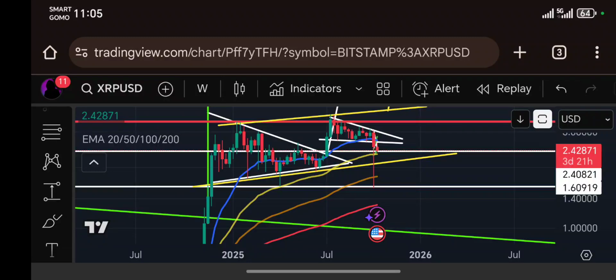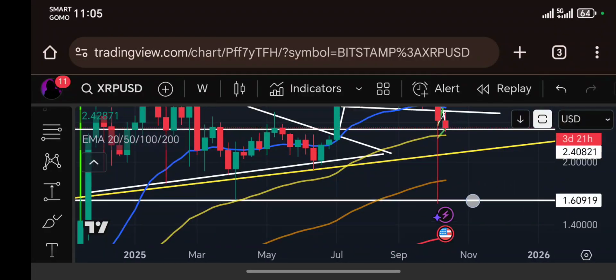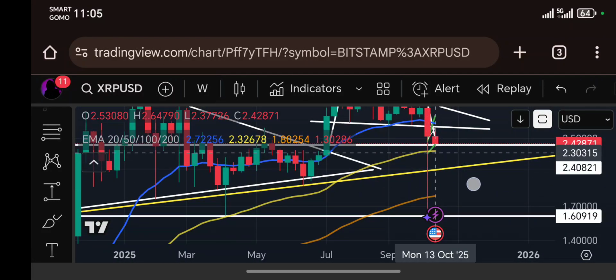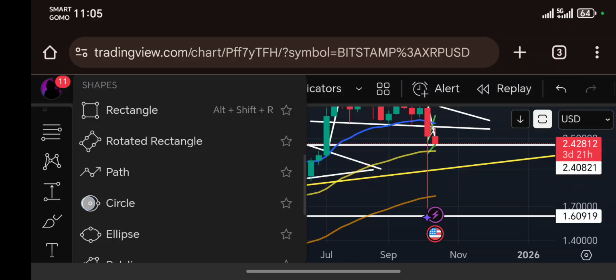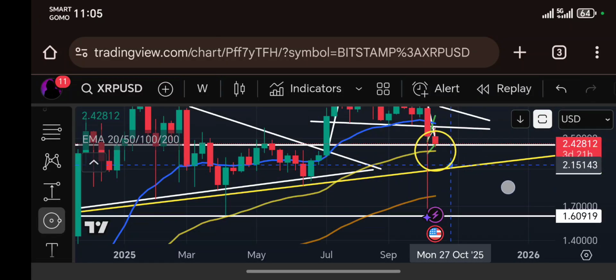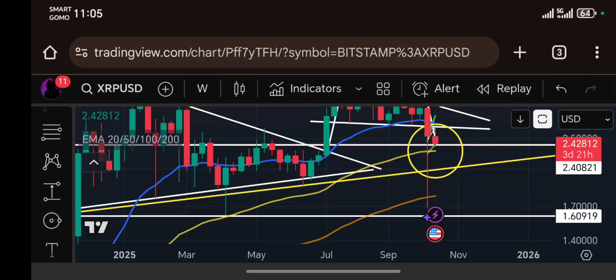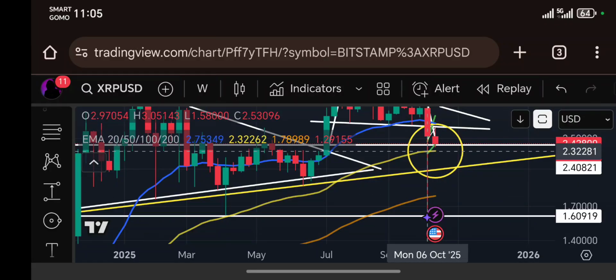Everything is okay. But unless we break this yellow line here, this 50 moving average, I want you to take a closer look at this one. If we break that, then it is confirmed that we're going to enter a bear market. And I hope not. You have to watch carefully here. You need to do your own research.